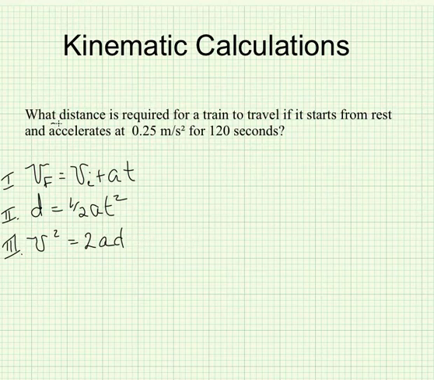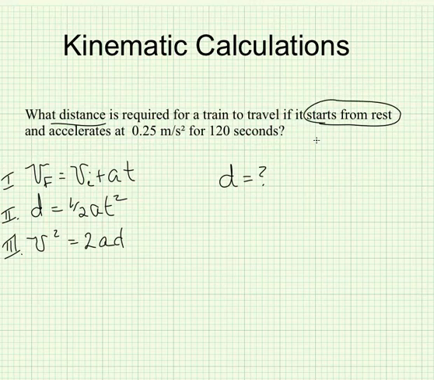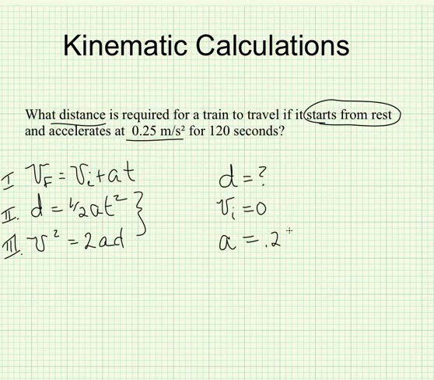All right, the question is, it says what distance? So right off the bat, that's telling me I'm looking for the distance. That's what I don't know. And it says it's required for a train to travel if it starts from rest. If it starts from rest, that tells me my initial velocity is 0, which is good because then that means that these two equations will work fine. And it accelerates at 0.25 meters per second squared. Remember that the unit is a guide. Acceleration has a unit of meters per second squared. So that means the number that I'm going to put in wherever a goes is 0.25. And then we have 120 seconds. And 120 seconds is going to be time, and I know that because of the unit.